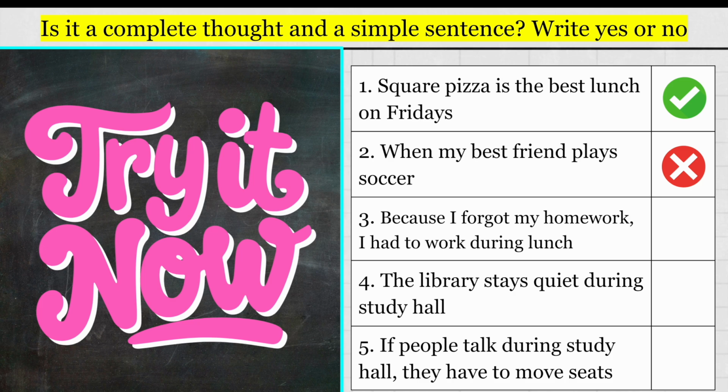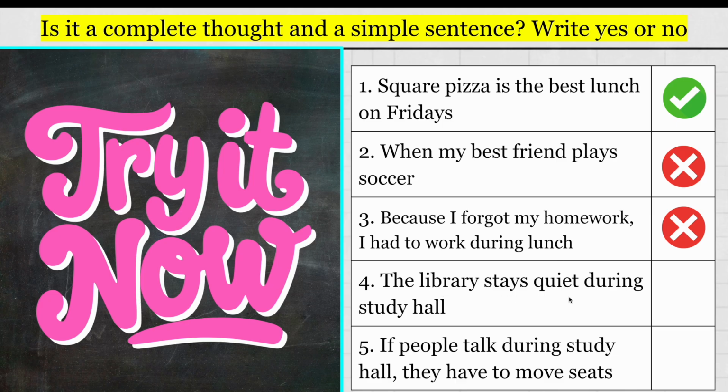Number 3, because I forgot my homework, I had to work during lunch. Is this a simple sentence and complete thought? It is a complete thought, but it's not a simple sentence because we have two ideas right here. We have because I forgot my homework, and then we have I had to work during lunch. Those are two different ideas, so it's not a simple sentence.